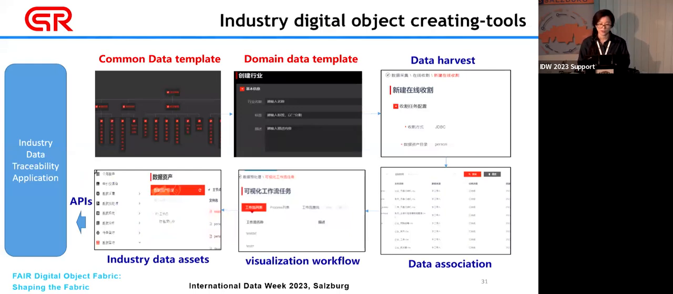I would like to share two tools here. The first is the industrial digital object creating tool, and there are two components here. The first one is some common data templates, which are for specific industrial scenarios; they vary from scenario to scenario. The second one is some dormant data templates. These two tools are based on data models we have built for industry, and then we do the data harvest, data association, and visualization workflows, and finally the industrial access. The last step is a little bit the same as in the science area, because they would like to share this data only in a limited area with their supply chain partners. Then based on these components, we give technology support to industrial data traceability applications.